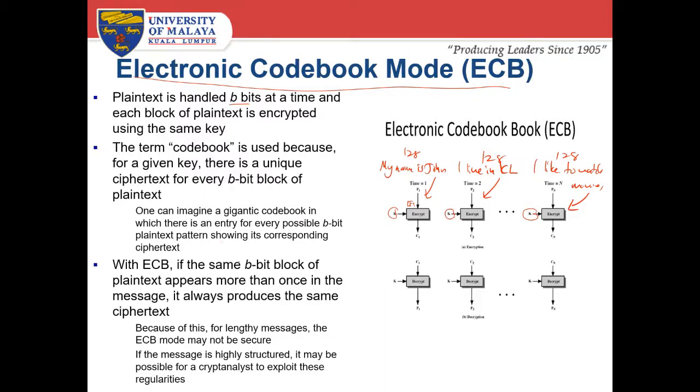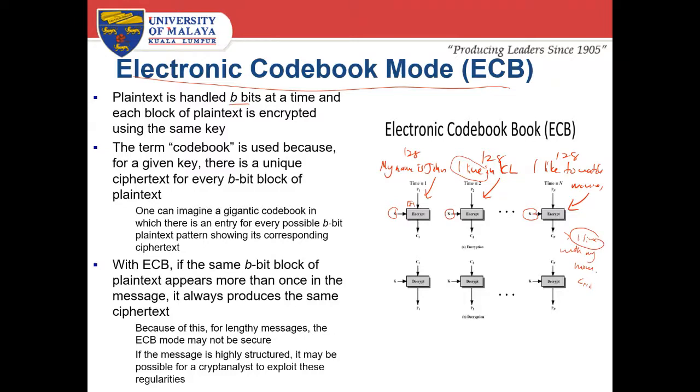With ECB, if the same b-bit block of plaintext appears more than once in a message, it always produces the same ciphertext. Let's say: "my name is John. I live in KL. I like to watch. I live" and then another block, "I live with my mom," something like that. So I live here and I live here.